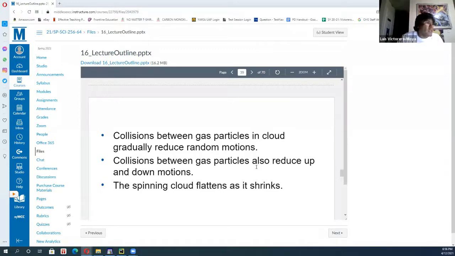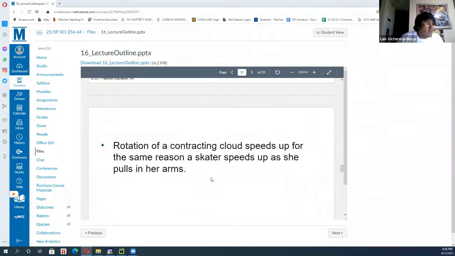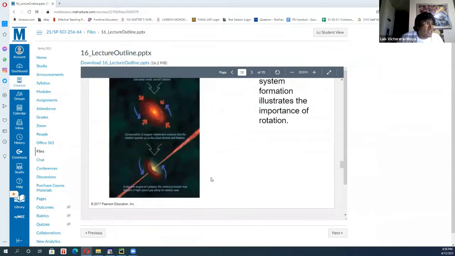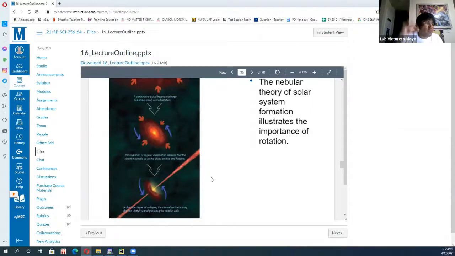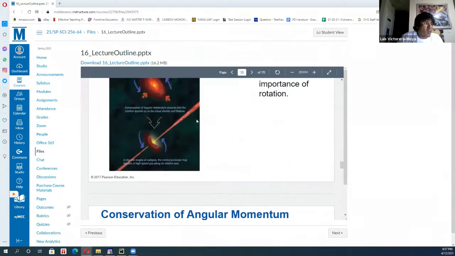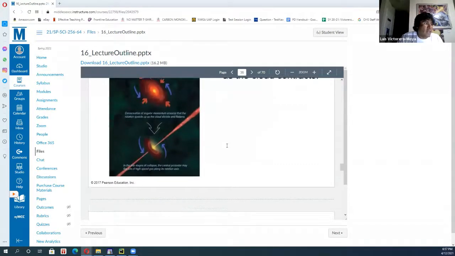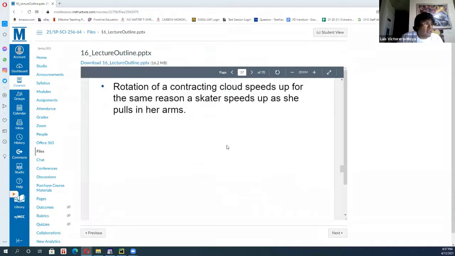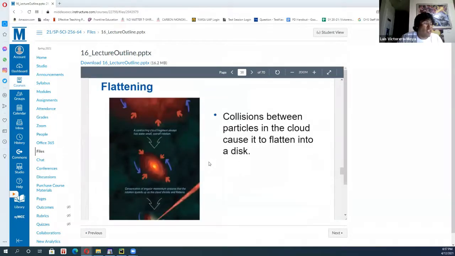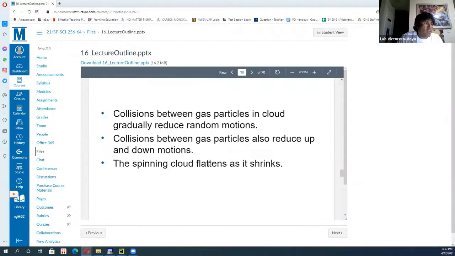This is very important, all right, because now we're getting into the phase between a protostar and a main sequence star. From the process of fragmentation to the stellar disk, shrinking and contracting, speeding up, becoming a T Tauri star, and then flattening due to collision of particles. Any questions about this?